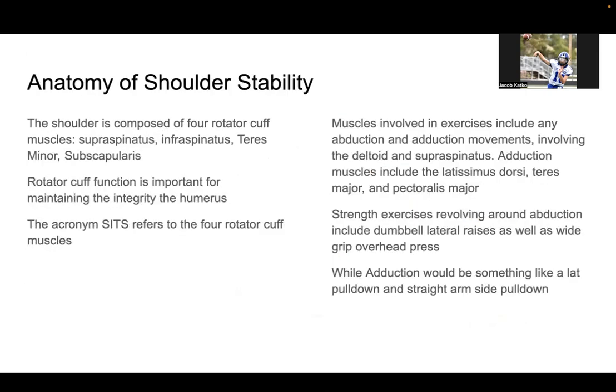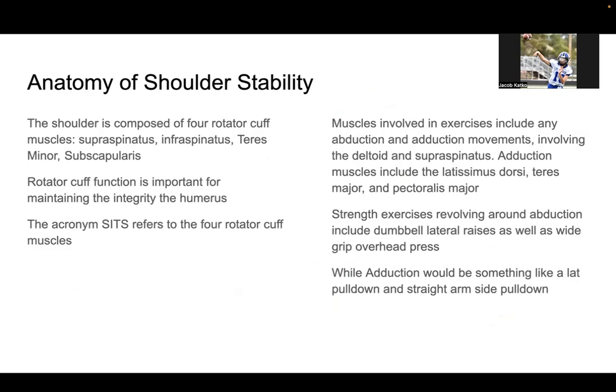So now looking at the anatomy of shoulder stability. The shoulder is composed of four rotator cuff muscles: supraspinatus, infraspinatus, teres minor, and subscapularis. Rotator cuff function is important for maintaining the integrity of the humerus. And the acronym SITS refers to all four rotator cuff muscles.